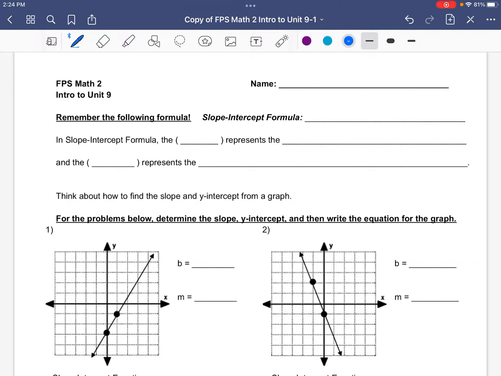So what I want you to do is go at your own pace. It's okay if it's different than your person you're sitting next to's pace. If you have questions, though, feel free to ask each other and help each other out.